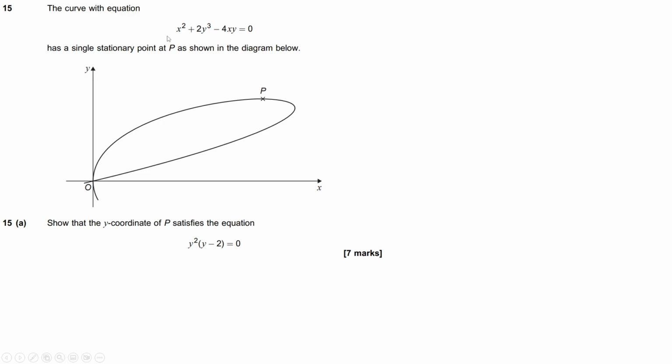We've got this equation here, and we're told it looks like this, and it's got a stationary point P. If it's got a stationary point, that means the first differential is going to be equal to 0. So just differentiate this. It's implicit differentiation, but it's fine. It's not too difficult from just normal differentiation. So just differentiate this, differentiate this, differentiate this.